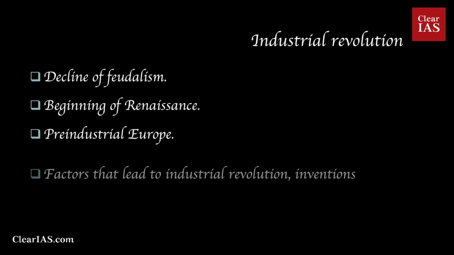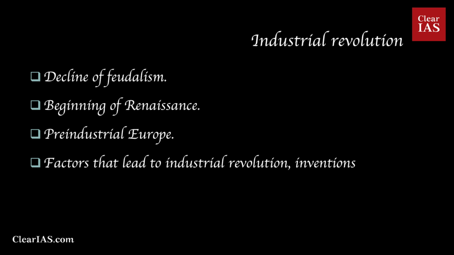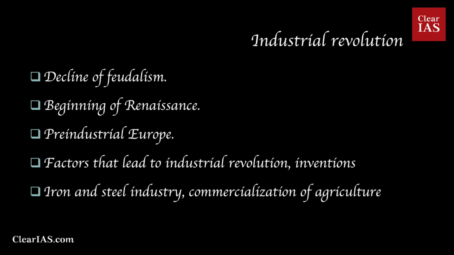Under Industrial Revolution, you need to learn about decline of feudalism, beginning of Renaissance, pre-industrial Europe, factors that led to Industrial Revolution, inventions that caused technological advances, iron and steel industry, commercialization of agriculture, and impacts of Industrial Revolution.